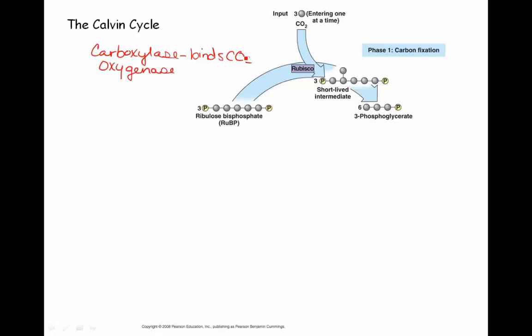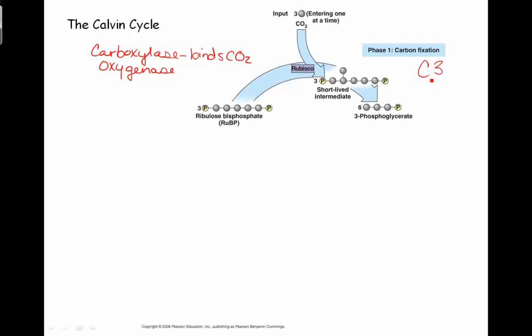So we're going to take 5 carbons, add to that 1 carbon, we get something that has 6 carbons. Now this first 6-carbon molecule is highly unstable and it's not going to last very long. So very quickly it's going to be broken down into 3-carbon molecules. So broken in half essentially. This 3-carbon molecule is the first stable organic molecule that we get from this process. So this that we're looking at is what we typically call C3 metabolism.